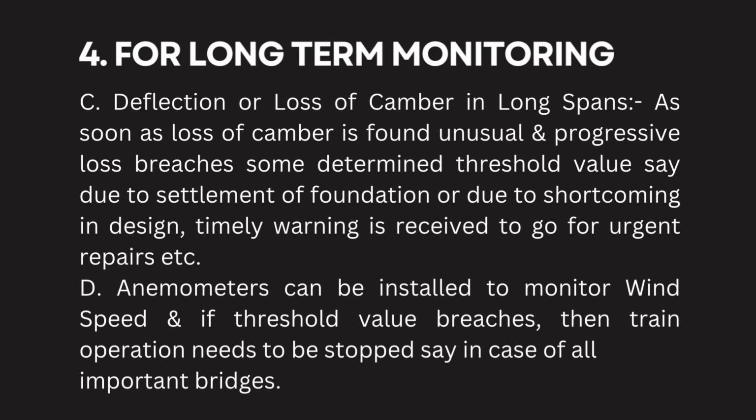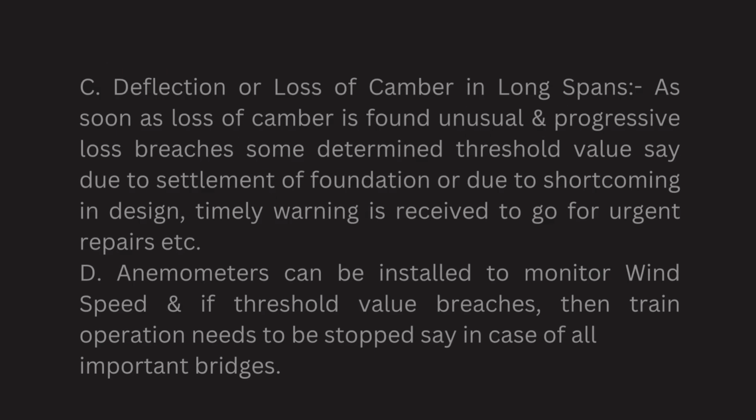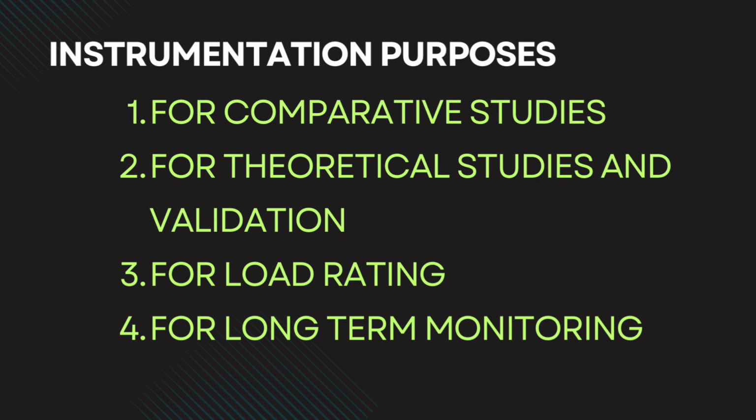D. Anemometers can be installed to monitor wind speed, and if threshold value breaches, then train operation needs to be stopped, say, in case of all important bridges. With this, we have covered all 4 types of purpose groups. So this was all about the current topic.